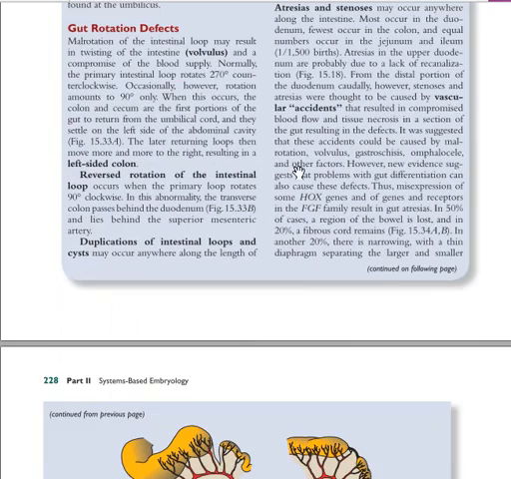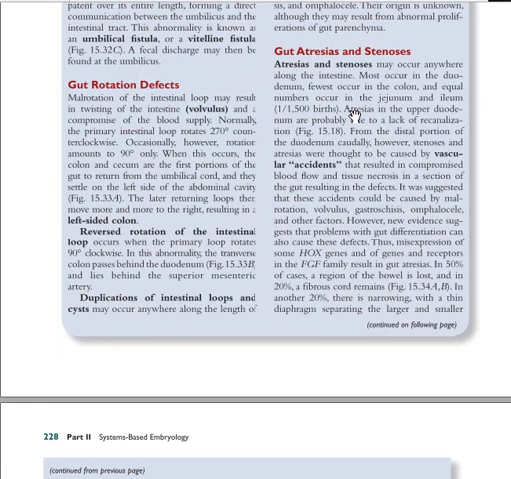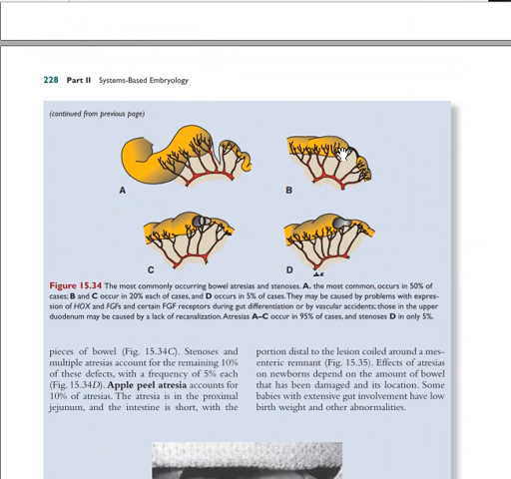Now the next abnormality is gut atresia and stenosis. You can have stenosis and atresia of the different structures. So you can see stenosis, and you can see atresia here. A is the most common form. You have primary stenosis and all that. So that's the first structure. B now. A is the most commonly occurring bowel atresia.